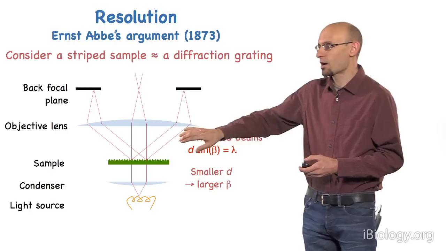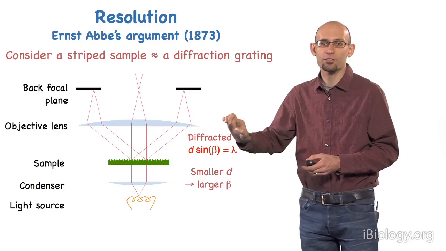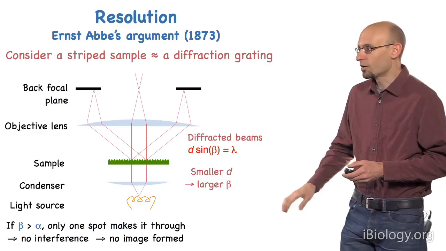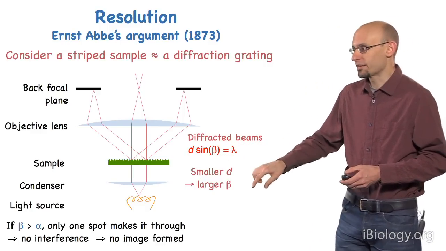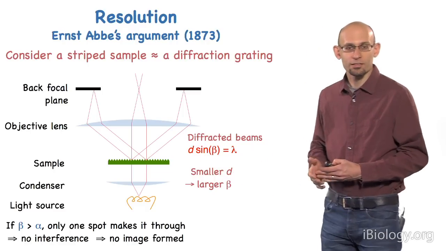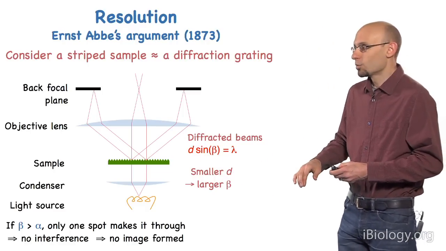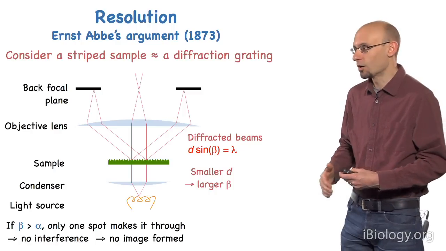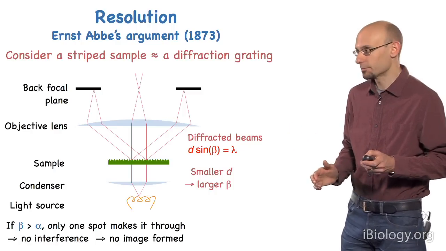And so this is now a sample that has too fine structure to resolve by our objective lens. So if beta is greater than alpha, where alpha is the largest angle the objective can collect, then we don't get interference between these beams and we don't get an image. And so this is above our resolution limit.